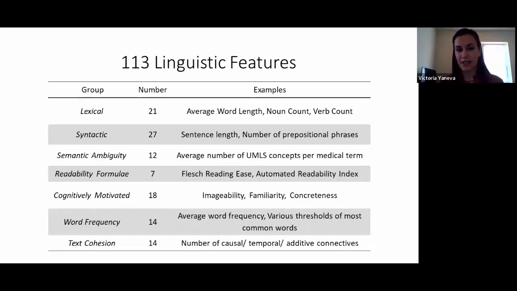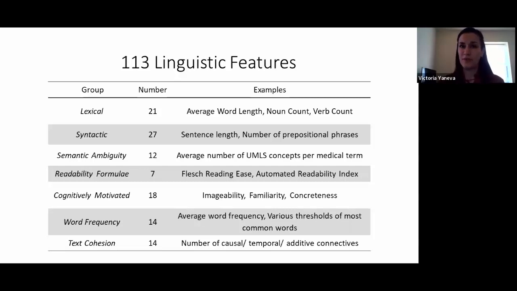So starting with the first group of linguistic features. We extracted more than 100 of these, covering various levels of linguistic processing. For example, we had 21 features related to the lexical level, such as average word length or noun count. Then for the syntactic level, we had 27 features. Examples of these include sentence length or number of prepositional phrases. Semantic ambiguity features were more tailored towards the medical concepts in the items. So we used an external ontology that has medical concepts, and for example, we measured the average number of such concepts in the ontology that could potentially refer to a single medical term in the item. And so that is a measure of how ambiguous some of the medical terms were. We also included 7 readability formulae.